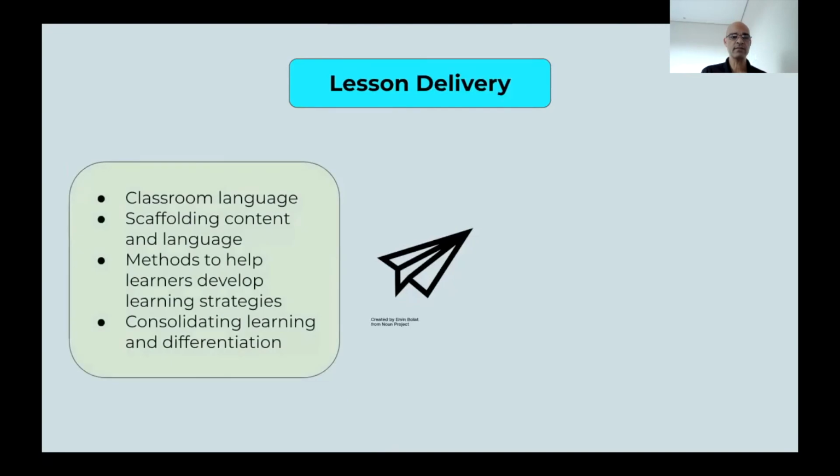In terms of lesson delivery, the test covers classroom language, scaffolding content and language, how to transform or break something complex into more meaningful and understandable units. That's what we mean by scaffolding. Providing support to students as they access something that is more complex. Methods to help learners develop learning strategies, and consolidating learning and differentiation.